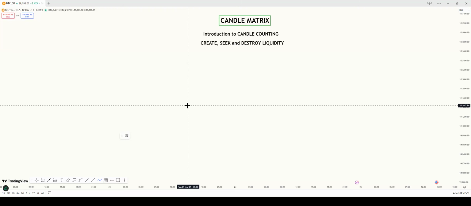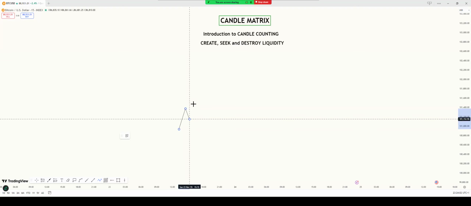Now, these orders exist, but it's not every liquidity that has the ability to cause price to reverse, right? So above every high, below every low, there lies or rests liquidity. But it's not every high or every low that has the ability to cause price to reverse.